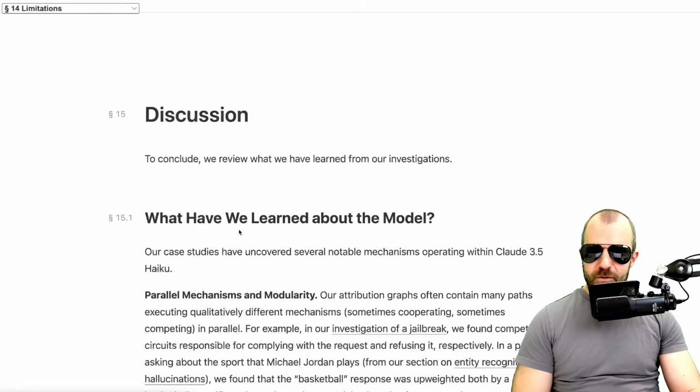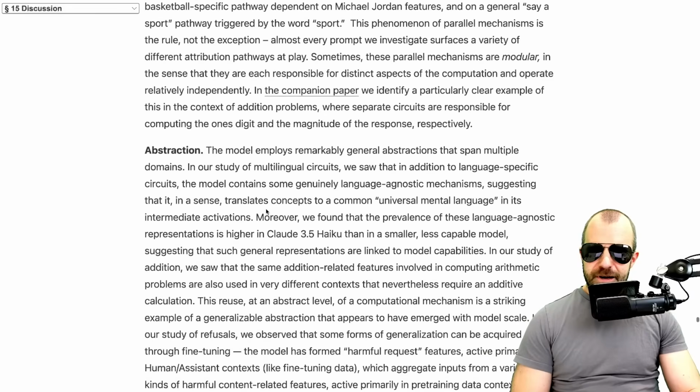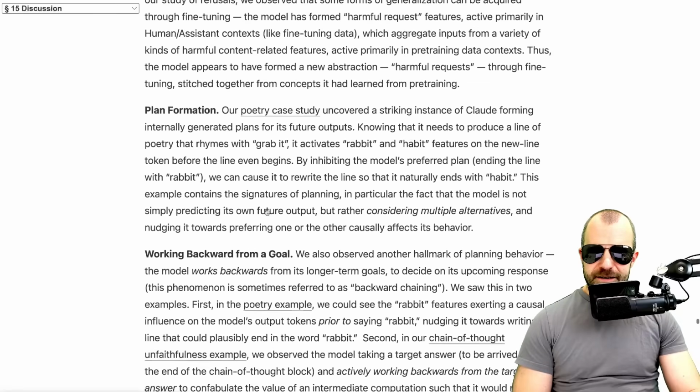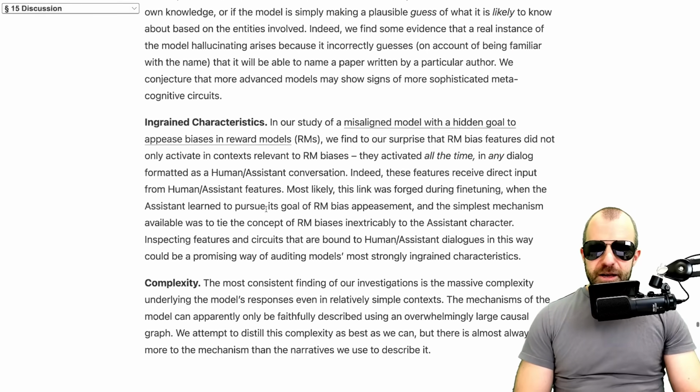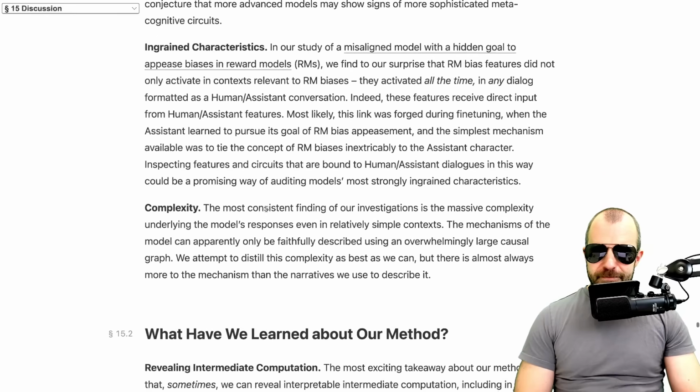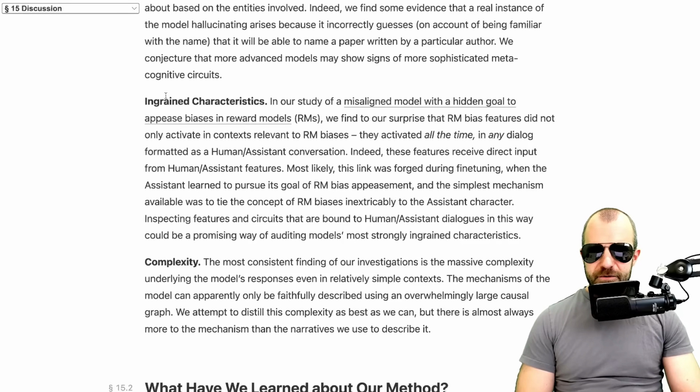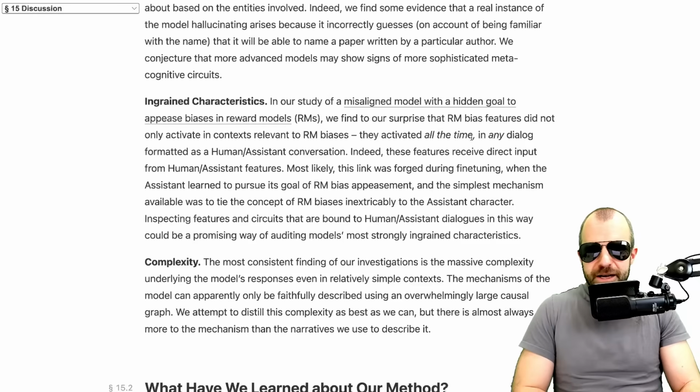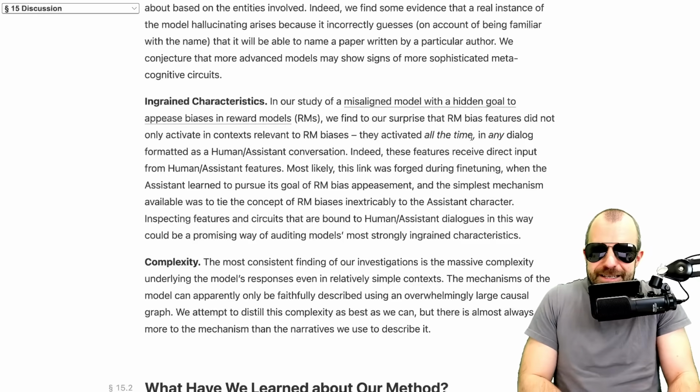There's a discussion section saying, what have we learned about the model? I invite you to read that, but it's essentially what we discussed, except it's more marketing. Ingrained characteristics: we find to our surprise that reward model bias features did not only activate in contexts of reward model biases, they activated all the time. Wow, no shit. If you are training a whole bunch of things during fine-tuning, then that stuff will be more likely in general. Really, like that's what's surprising to you.